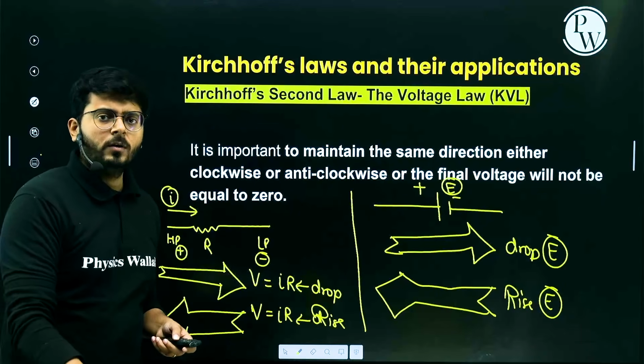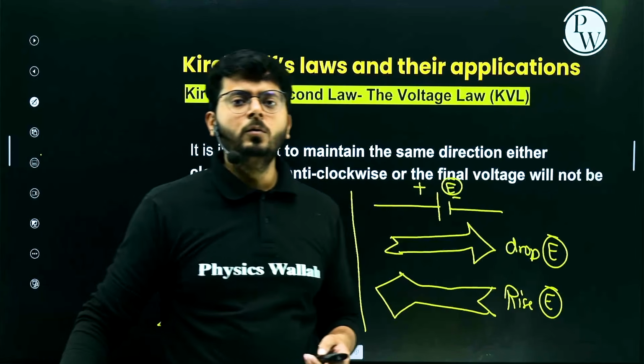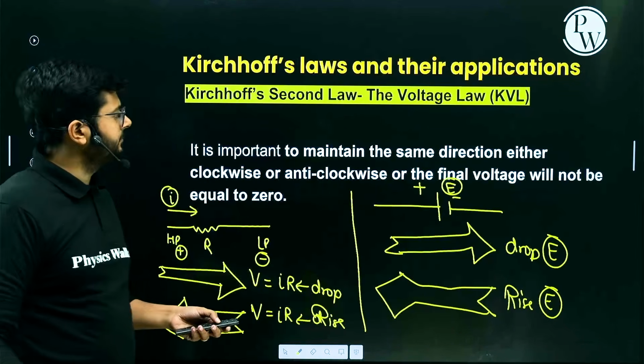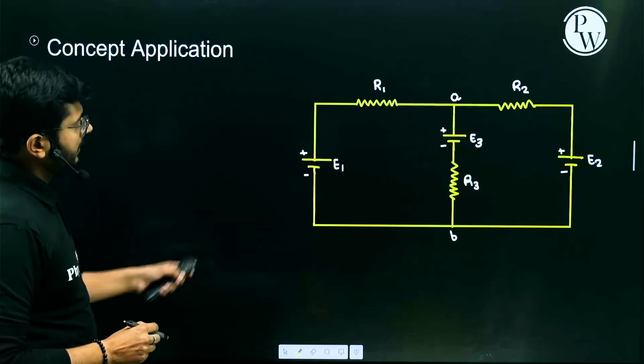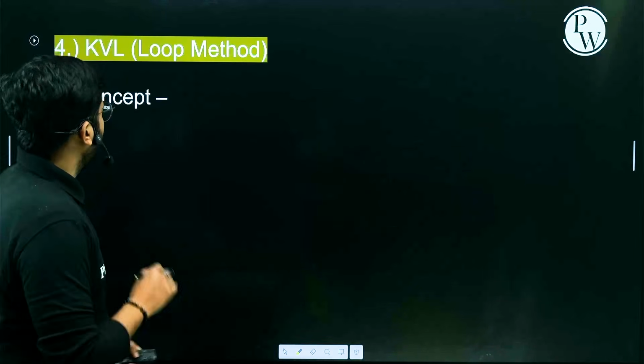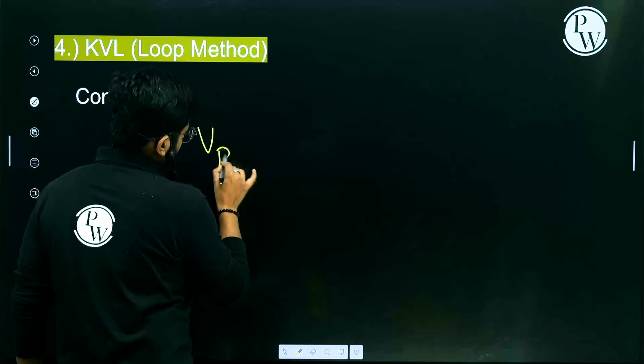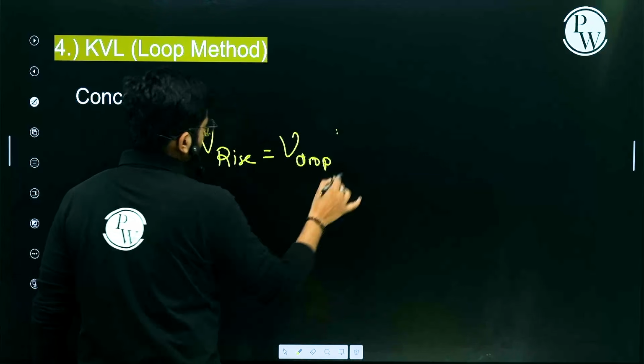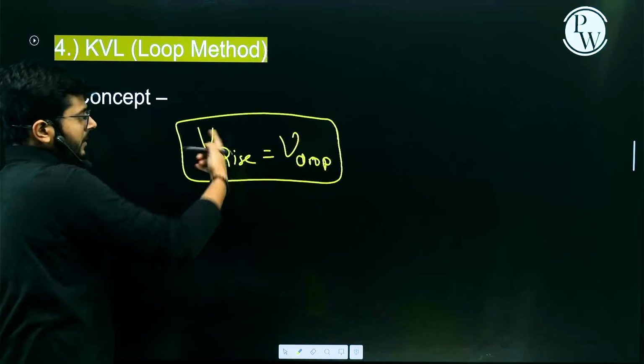Let us have a look at this particular situation and try to solve it. All right, so here we have it. Here we have this particular thing. And always remember that whatever potential rise you observe has to be the same as the potential drop if you are analyzing till the same point, when you come back to the same point, right?